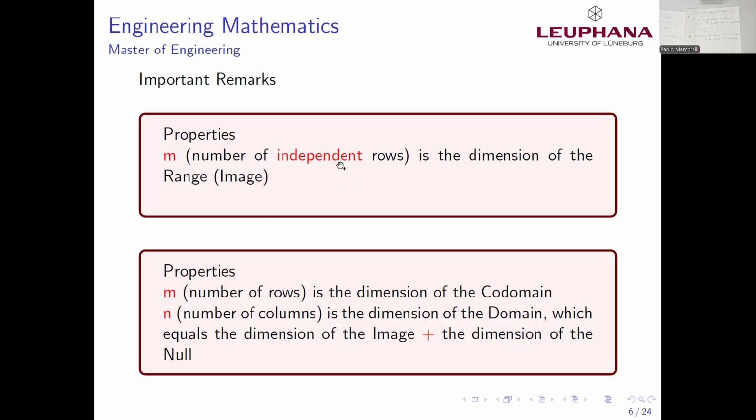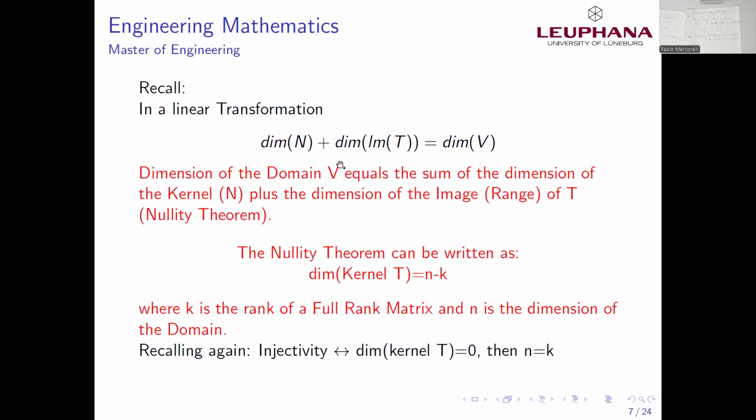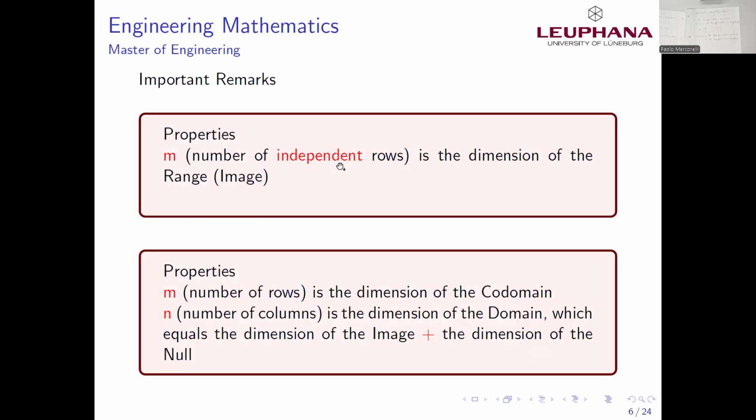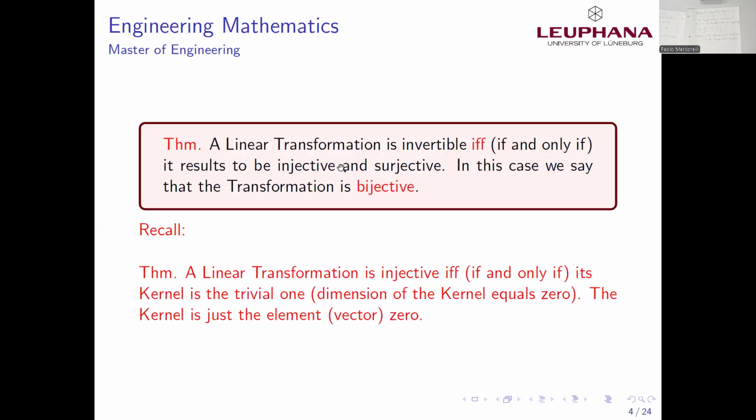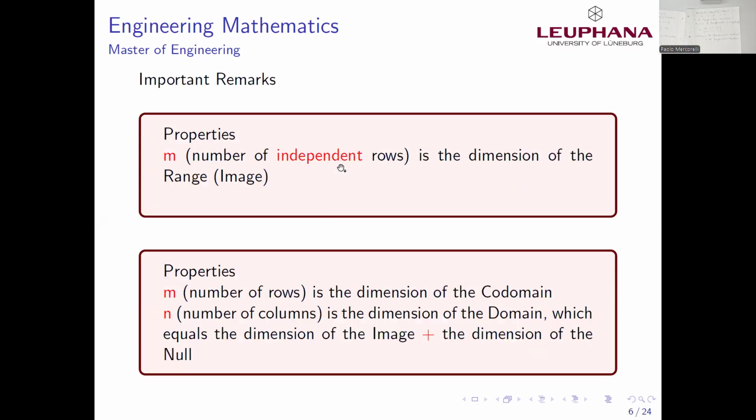Now I will tell you a little bit more in depth about the rank. I don't remember what I corrected here, but this slide now seems to be everything correct. Here, M is the number of rows, the dimension of the codomain. The number of independent rows is the dimension of the range. As I told you, it is not the same, range and codomain, because here we have the number of independent rows. We have seen the example also. Here we have the number of rows. Here it is now correct.